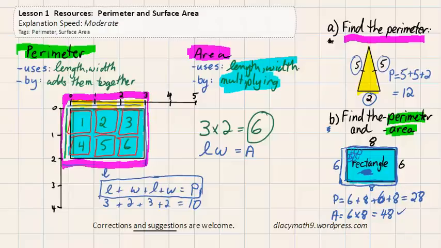Well, try a practice with perimeter and area, and then head back to lesson 1 and take another shot.